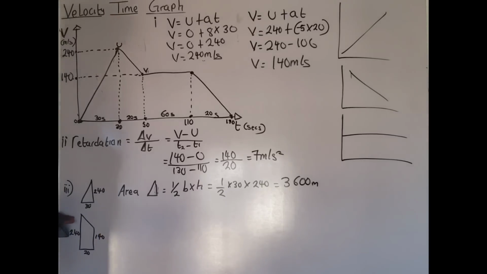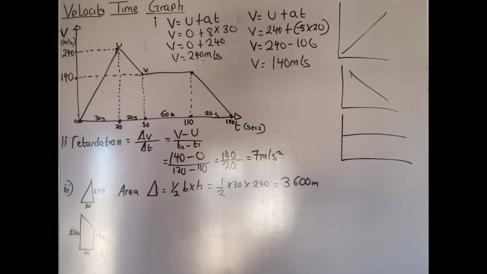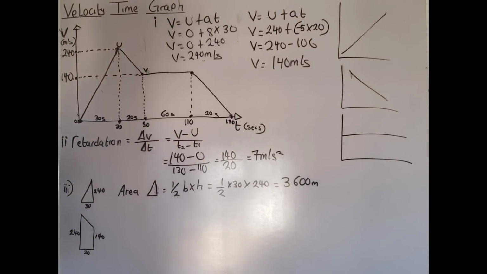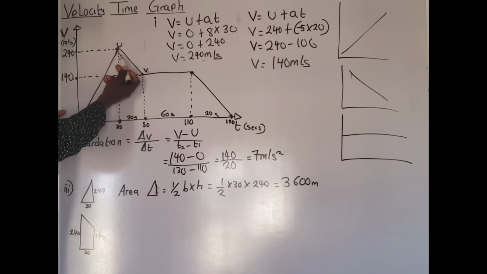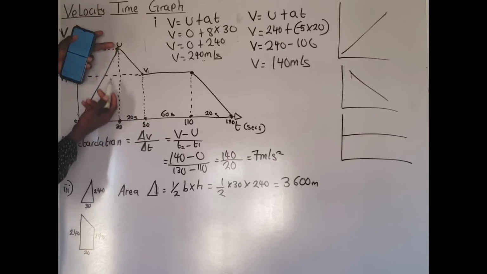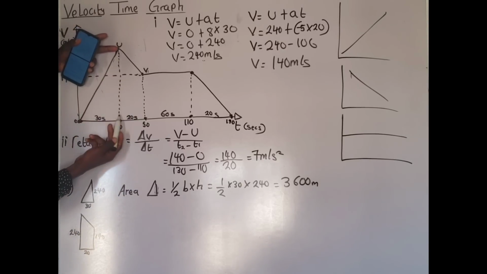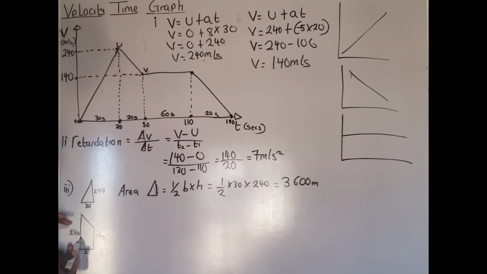Now let us calculate the area of this trapezium. Please pay attention. I told you in our previous class that when we are dealing with the total distance traveled on the velocity time graph, the area of the shape gives us the total distance traveled. I've already calculated the area of this triangle. Now let us calculate the area of this trapezium.